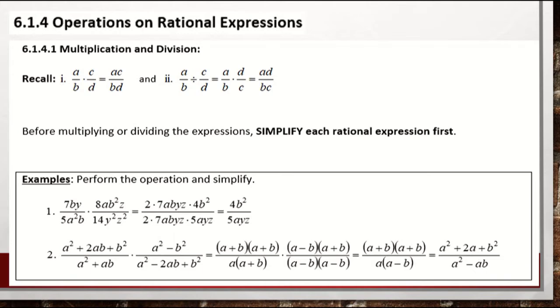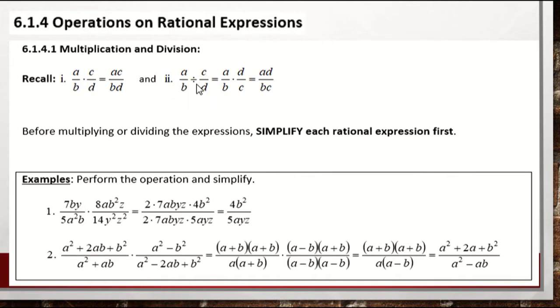Now, let's go to operations on rational expressions. Multiplication and division. Okay, let us recall a over b times c over d, that is just equal to ac over bd. So, pag multiply gani tag 2 fractions, multiply lang nato ang numerator, multiply po nato ang denominators. Next, a over b divided by c over d.